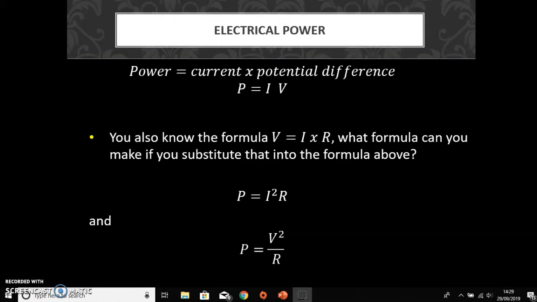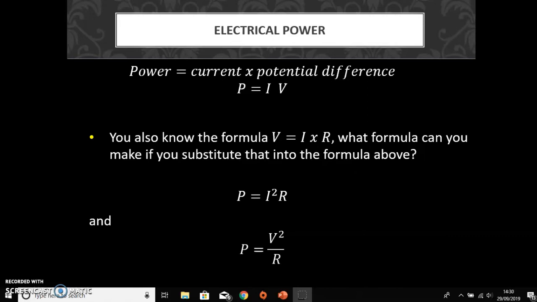Now, you also know the formula that potential difference is equal to current times resistance, V equals IR, and therefore you can rearrange and substitute in values to get two different versions of the power equation, which are shown on this slide. So power is equal to current squared times resistance, and power is equal to potential difference squared divided by resistance. Now, you will occasionally have to use these in your exams. The power equals current squared times resistance is the one that is more common in combined science.